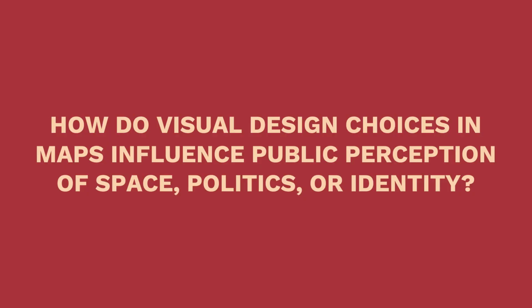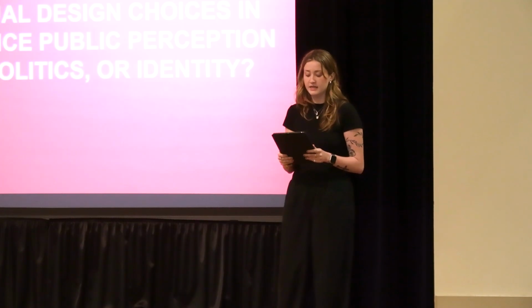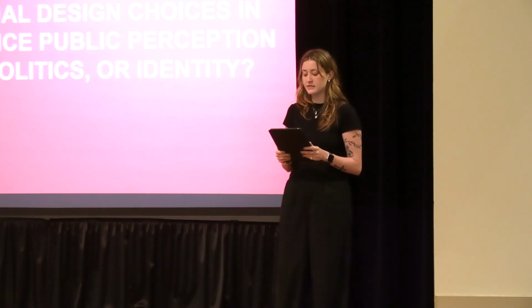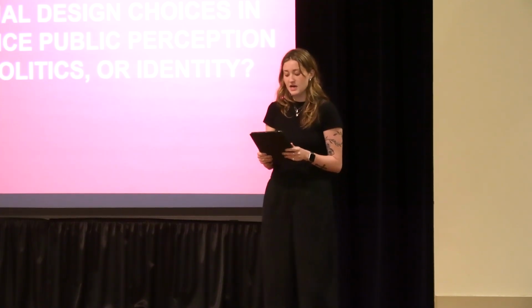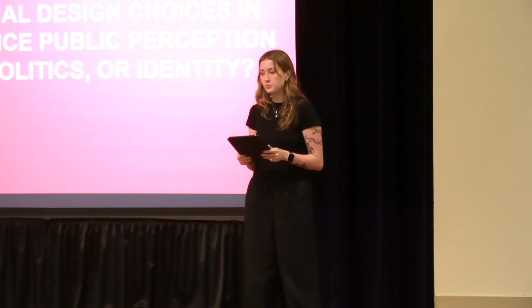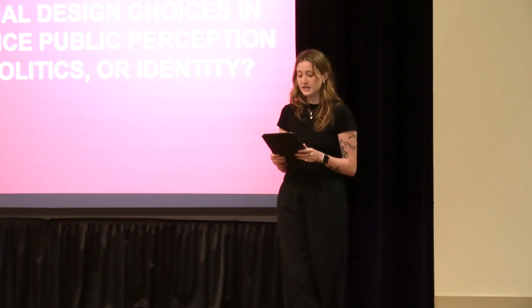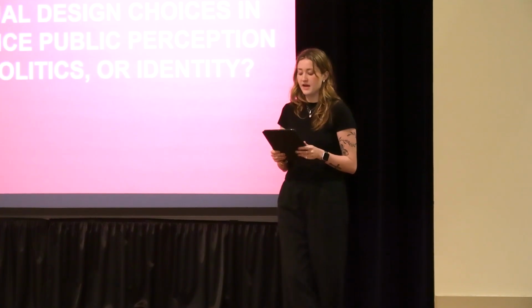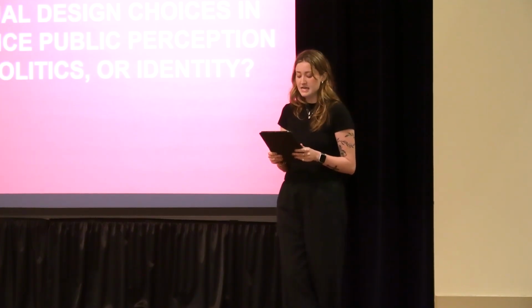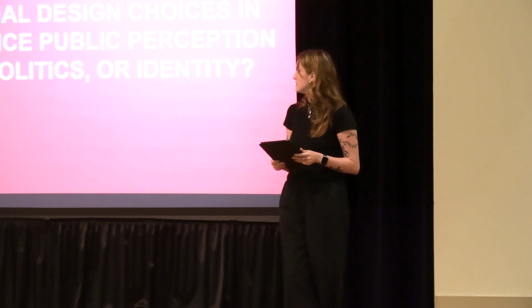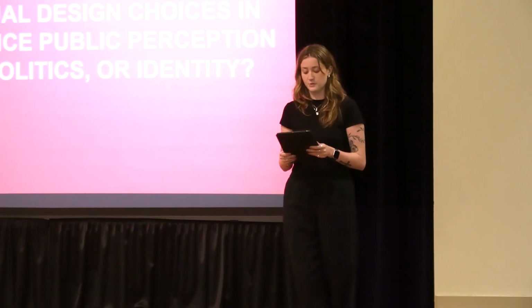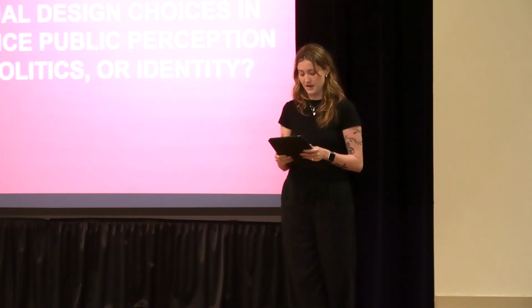So the central question guiding my research is, how do visual design choices in maps influence public perception of space, politics, or identity? And to answer that, I approached this as a case study focused on recent American examples. I broke it into three main themes: political propaganda, national identity, and erasure and inclusion. Each theme will look at one or more case studies I've spent time looking into and researching, and that I think are good examples of how maps affect our perception or ways we're working towards restructuring our relationship with maps.